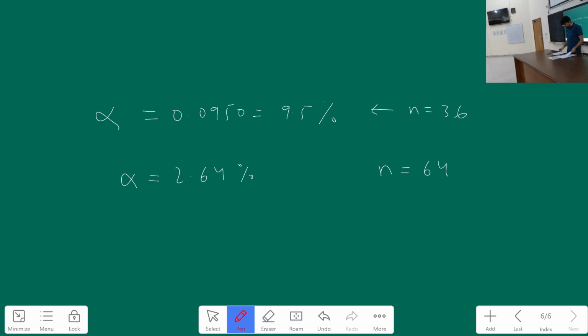Now similarly you could calculate beta, for example. Let's do that and then we'll end the lecture.